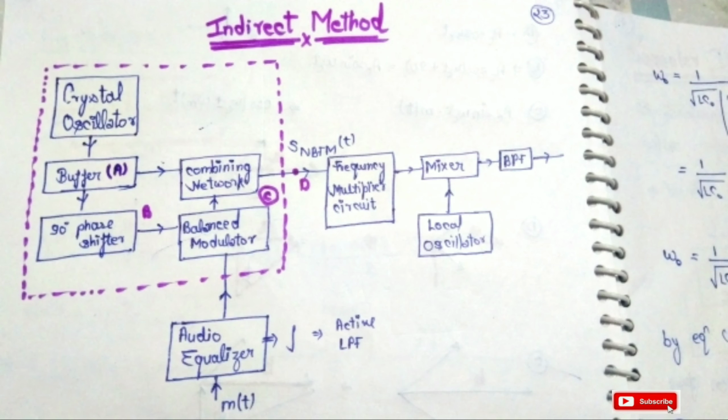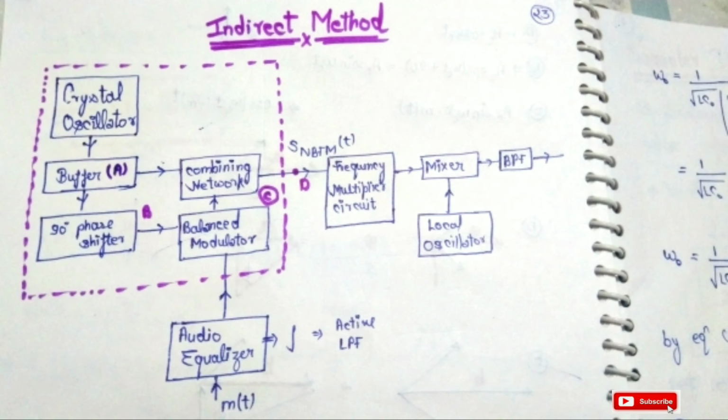Now the question arises why we are discussing this, because the diagram in the pink block is basically a phase modulator. Why are we discussing the phase modulator, because in this video we are generating the frequency modulated signal? The answer is that with the help of the phase modulator we are generating the frequency modulated signal. So after the message signal we provide an audio equalizer, that is basically an integrator or active low pass filter, because an active low pass filter works as an integrator.